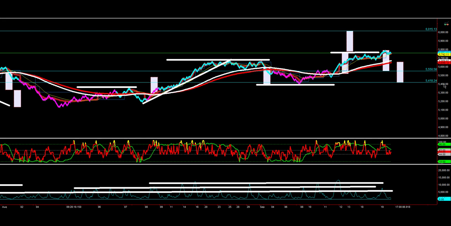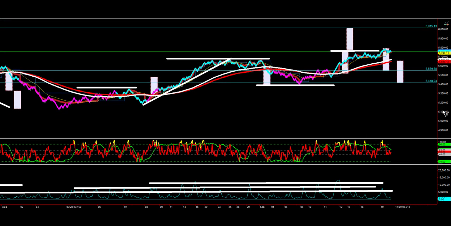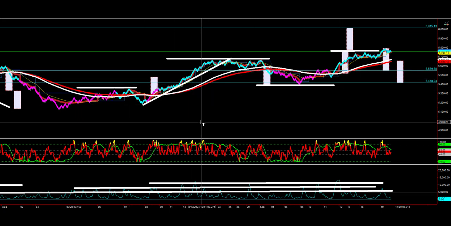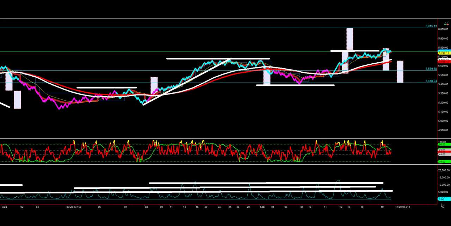So I hope this will give you some things to think about and some values where we are possibly going to vibrate. This is based on the impulse moves, measured moves, and doubling those measured moves. Thank you so much.